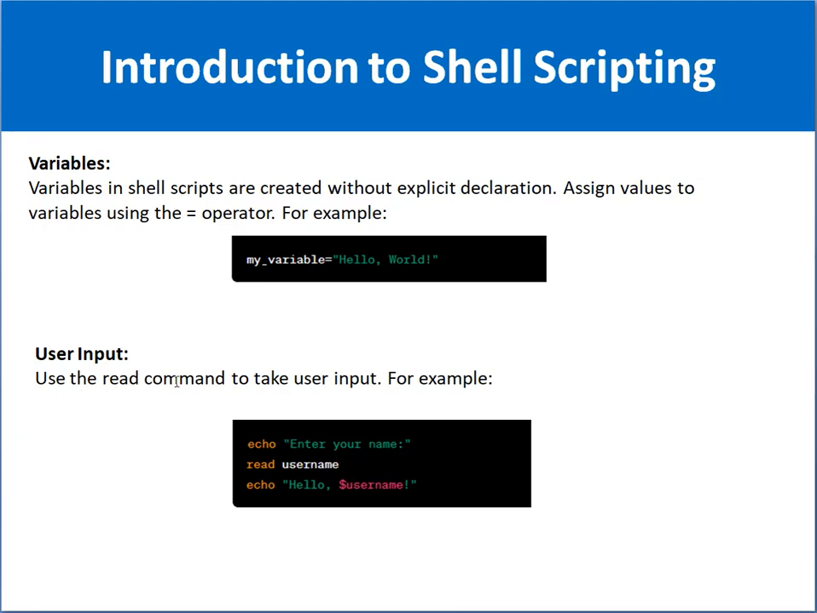Then user input. For example, you are making a script in which the user has to input something. So how will we do it? For example, echo, it will print "enter your name" on the command line. Then read username means the user has to type the username. It's an input. Then echo hello $username. So whatever you have entered will be printed on the command line with hello. For example, I type abc as the username, so it will print hello abc.